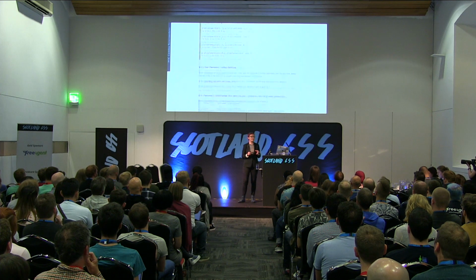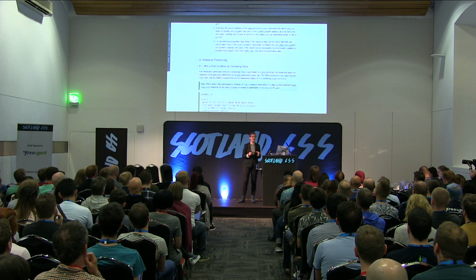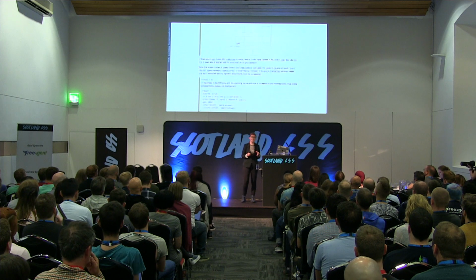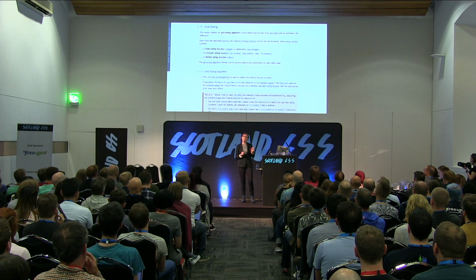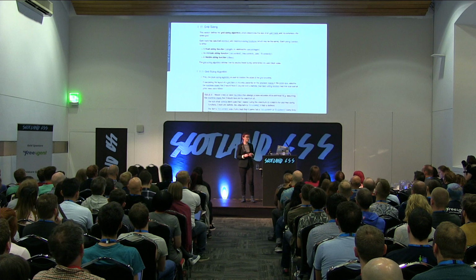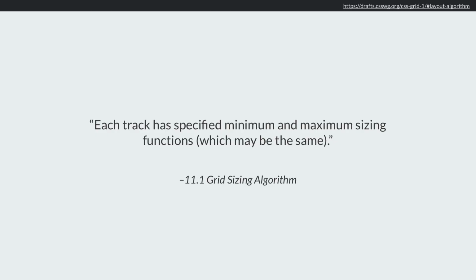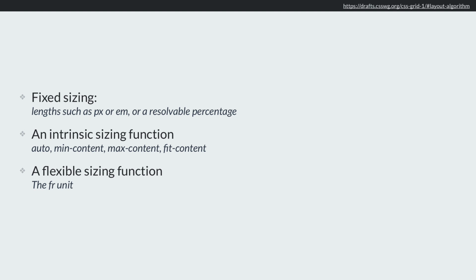I'm not going to explain the entire algorithm to you today. There's only a few of us who are really interested in that stuff. But I'm going to pinpoint a few things in there which I think are pretty useful. Because the spec says that each track has specified minimum and maximum sizing functions, and they might be the same. So what's a sizing function? We've got these sort of three types of sizing. We've got fixed sizing, we've got intrinsic sizing, and we've got flexible sizing.